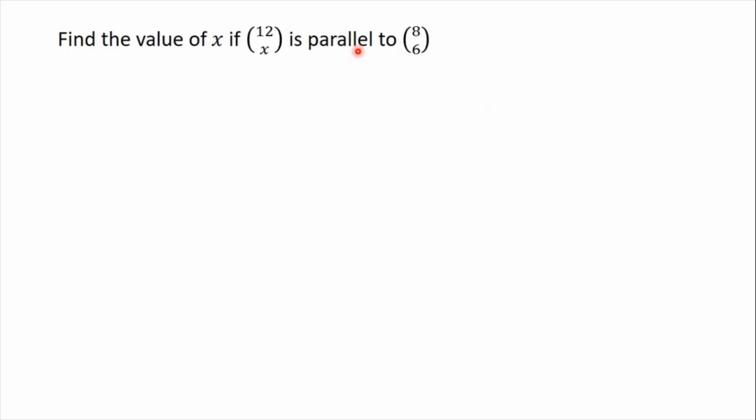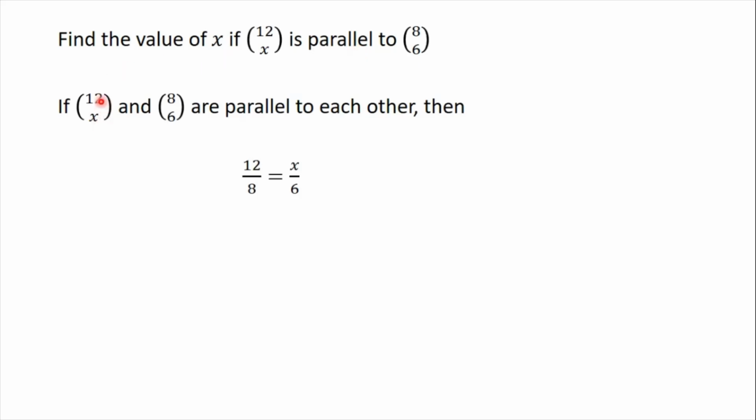Find the value of x if (12, x) is parallel to (8, 6). We know that for these two vectors to be parallel, then the x component here, which is 12, divided by the x component here, which is 8, is equal to the y component here, which is x, divided by the y component here, which is 6. The question told us that the two vectors are parallel, so we know that 12 divided by 8 is equal to x divided by 6. We have a linear equation here. We can solve it for x. So here, this linear equation involves fractions.